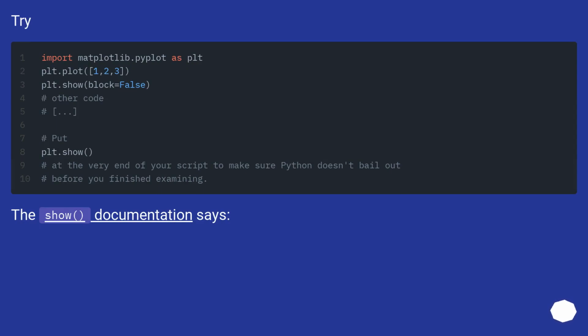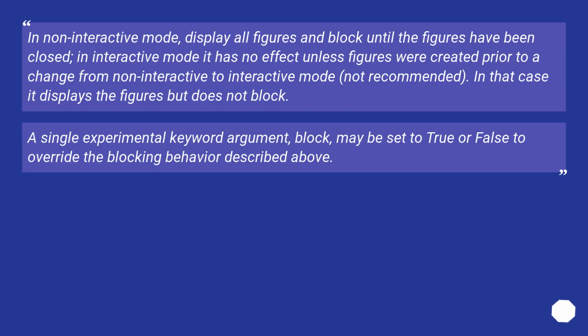The show documentation says, in non-interactive mode, display all figures and block until the figures have been closed. In interactive mode, it has no effect unless figures were created prior to a change from non-interactive to interactive mode, not recommended. In that case, it displays the figures but does not block. A single experimental keyword argument, block, may be set to true or false to override the blocking behavior described above.